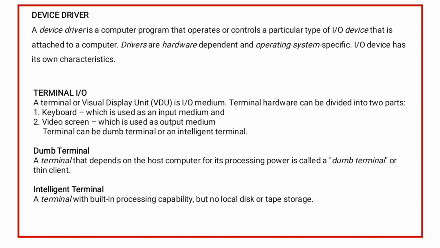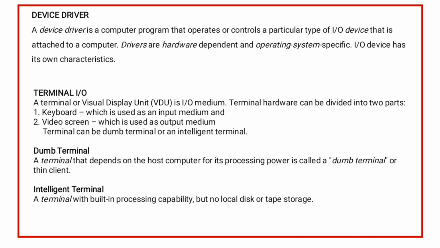The next is terminal input output. A terminal or visual display unit, that is VDU, is an input output medium. Terminal hardware can be divided into two parts. Number one, keyboard, which is used as an input medium, and second, video screen, which is used as an output medium. A terminal can be a dumb terminal or an intelligent terminal.